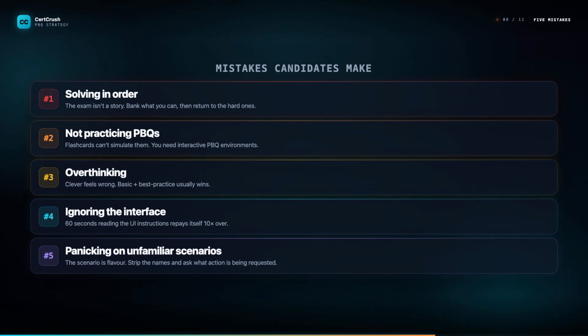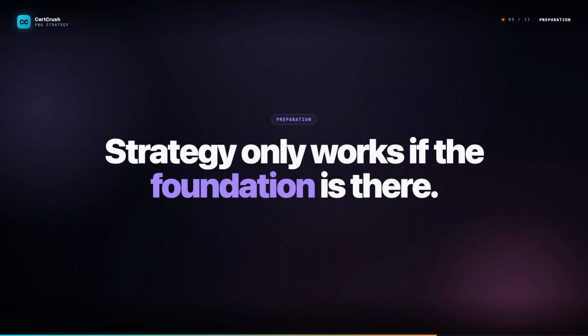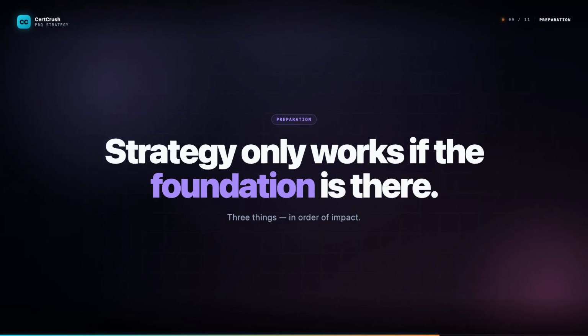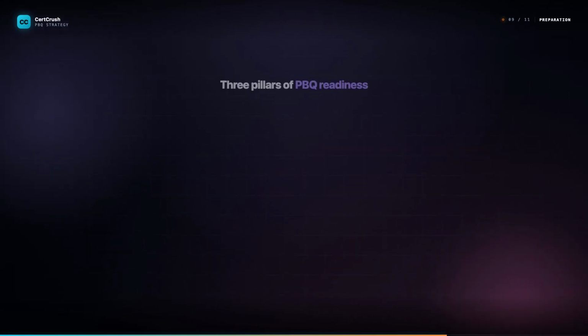Now let's talk about preparation, because strategy only works if the foundation is there. Preparation for PBQs looks different from preparation for multiple choice. You cannot read your way to passing them. You need hands-on reps. 3 things work, in order of impact.